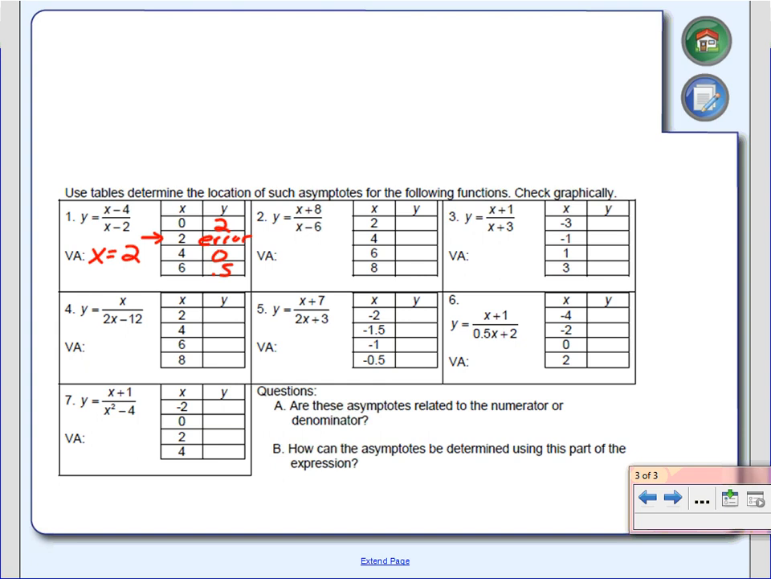Let's try that again with number 2. Again, go to your calculator for me. Go to y equals, type in x plus 8 over x minus 6. Once you got it typed in, we're going to go to our table and find the y values when the x values are 2, 4, 6, and 8.